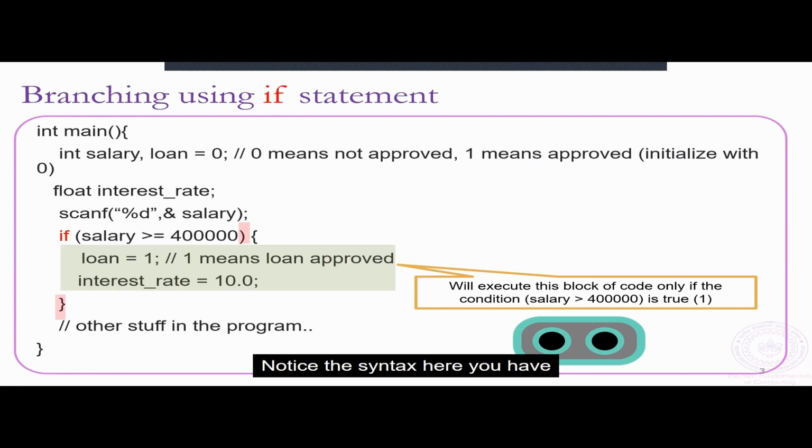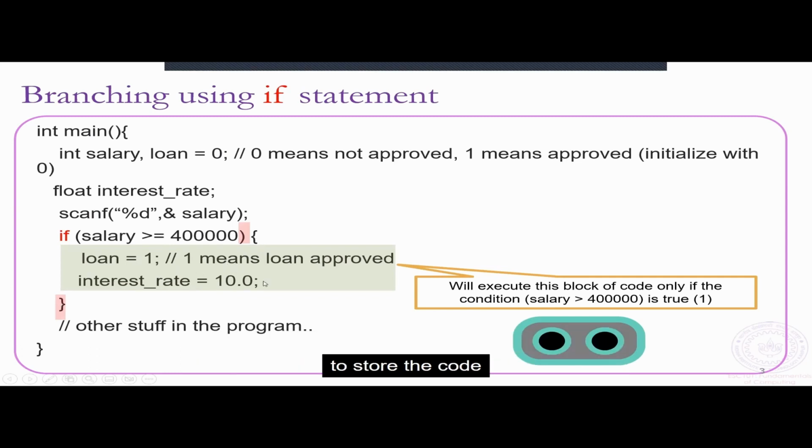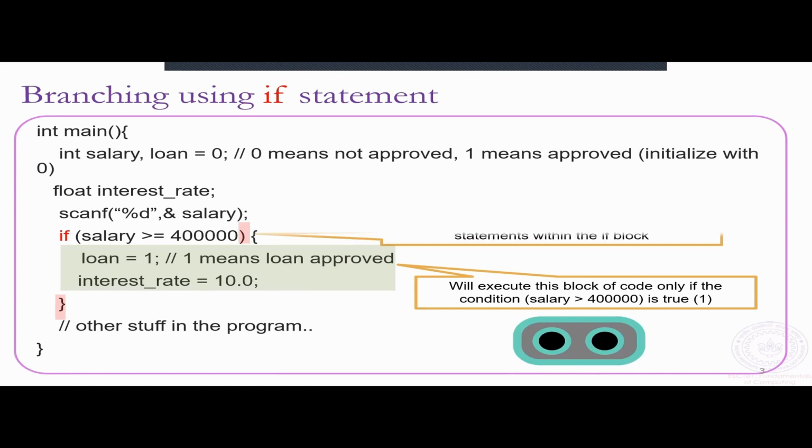Notice the syntax here. You have these simple brackets to store the expression that has to be evaluated, and you have these curly brackets to store the code block that is to be conditionally executed. Always be careful not to switch these two. The expression that is to be evaluated is stored within simple brackets. The code, which can be multiple lines of code, which is to be evaluated conditionally, is stored within curly brackets.